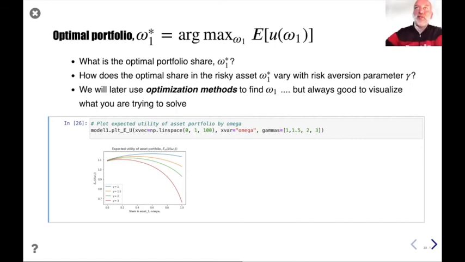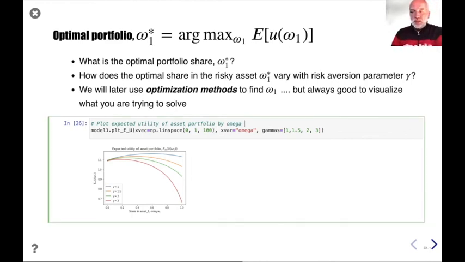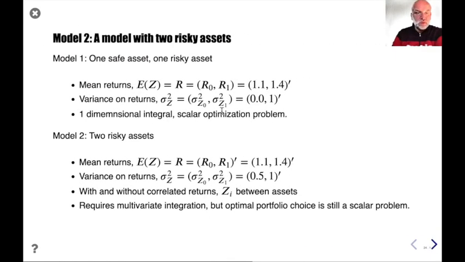If you increase risk aversion, people are willing to undertake less risk and invest less in the risky asset. Okay, so that's essentially what we're trying to solve. That was model 1.